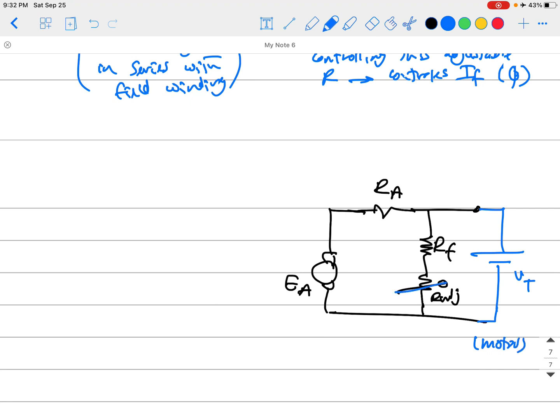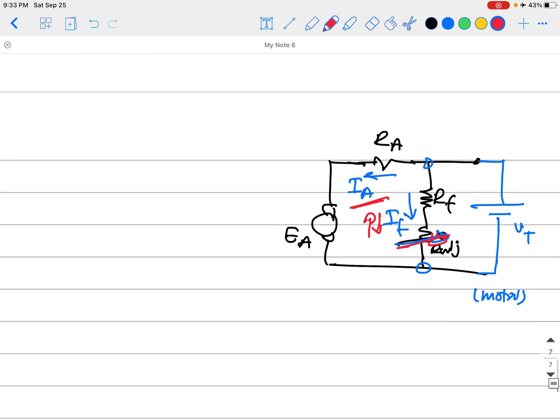Now, by just controlling this resistor, you will be controlling I field without controlling I armature. The I armature will not be played with; playing with this resistor will control this field current up and down while keeping I armature constant. Okay, so this is how we can control this.